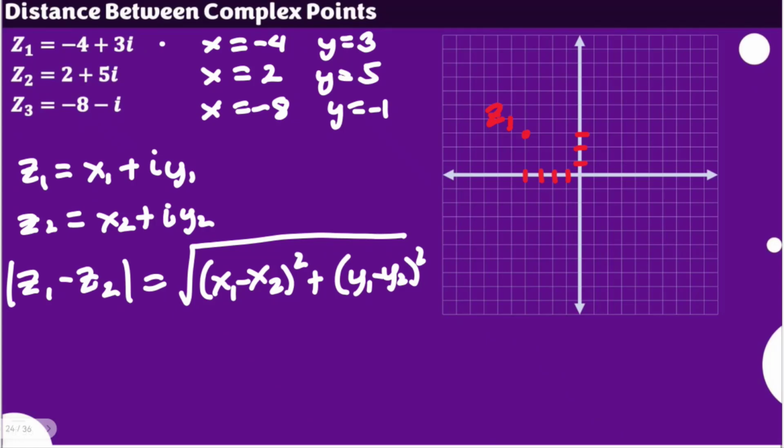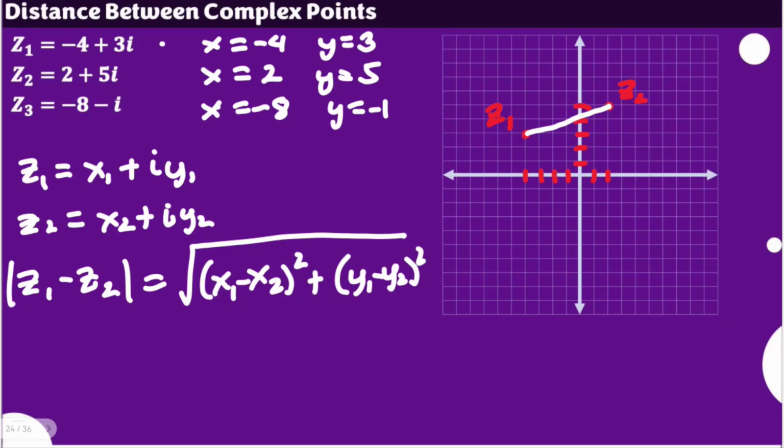We were also able to identify the polar form of this by identifying the modulus of the said point and the angle, but that's not the concern here. For our z sub 2, it's 2 and then 5. So this is our z sub 2. If you're going to solve for the distance between z sub 1 and z sub 2, it's the length of the line segment connecting the two points. So basically, we're just using the same formula.